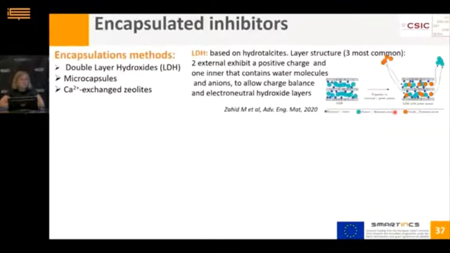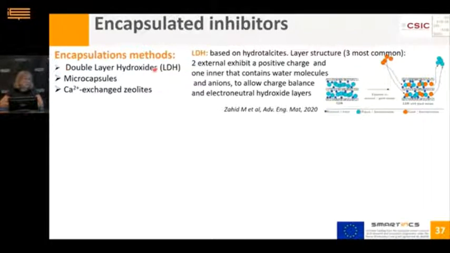And what about the last type of inhibitors, the encapsulated inhibitors? In this case, what is the concept? The idea is to encapsulate the inhibitor to be used only when it's necessary inside the concrete. And there are different methodologies employed. One is the layered double hydroxide, the use of microcapsules, or the calcium exchange zeolites. The most studied is the layered double hydroxide.